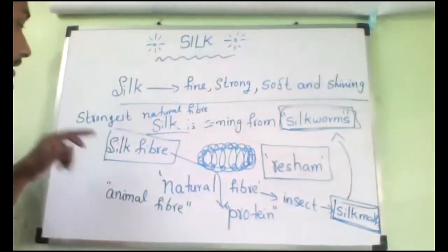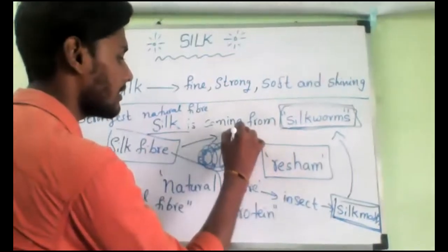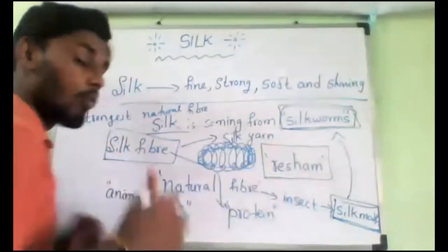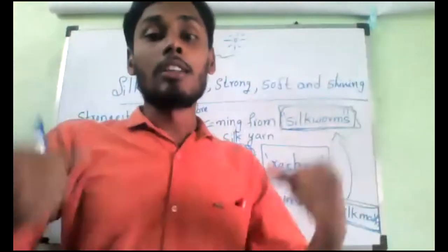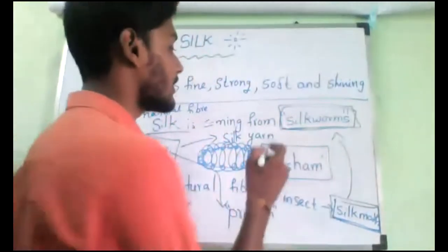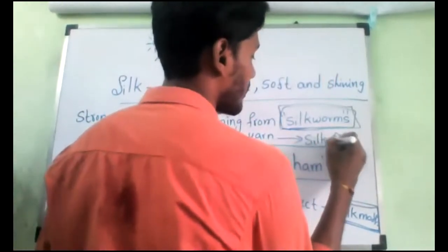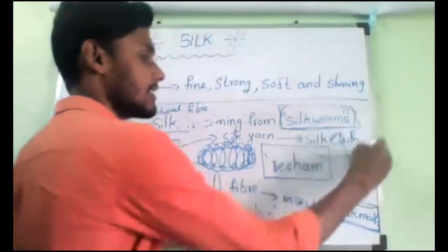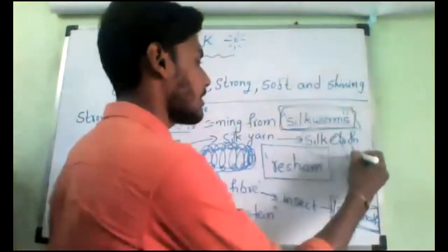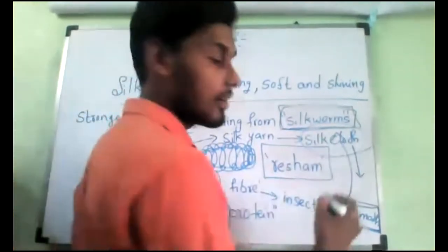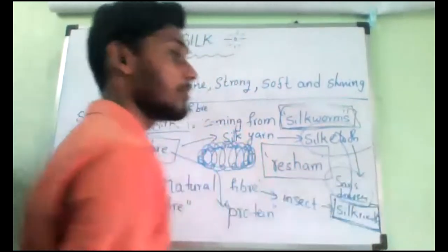So the silk fibers are converted into silk yarn. Why are we making yarns? Because these fibers are twisted into yarns so that we can increase the strength, and with those silk yarns we can make silk cloth. In the sense of saris and dresses, we can make things which are made up of silk.